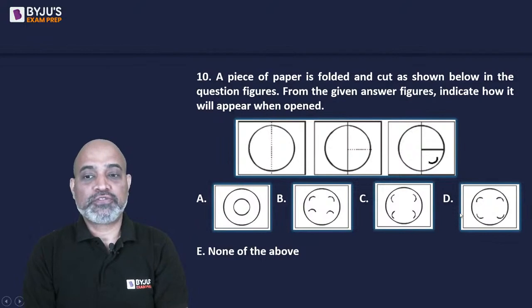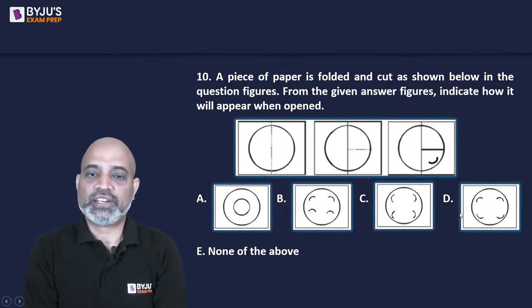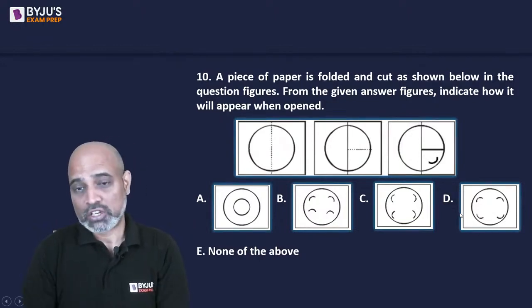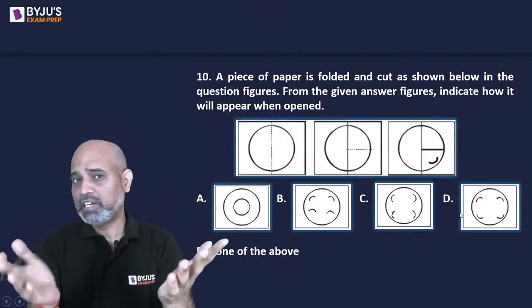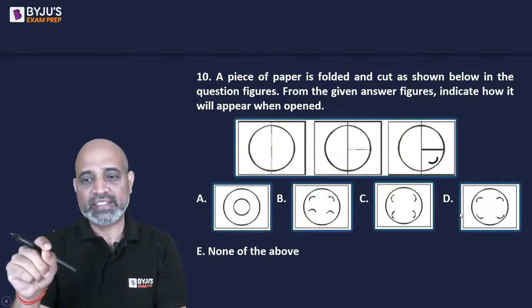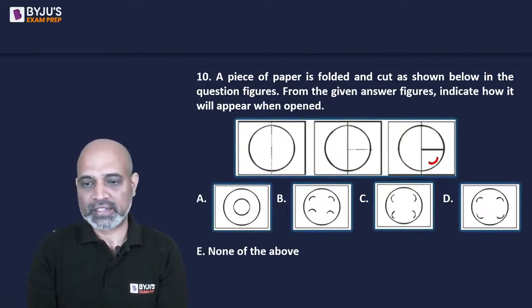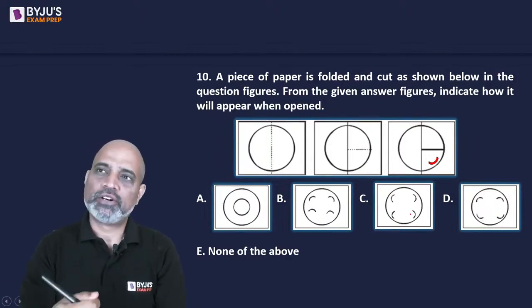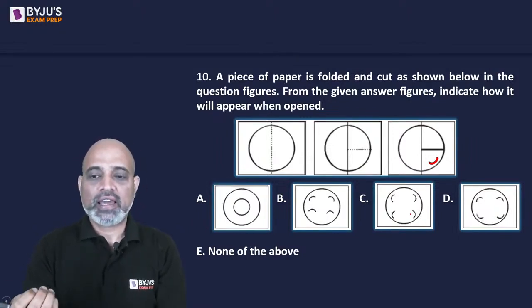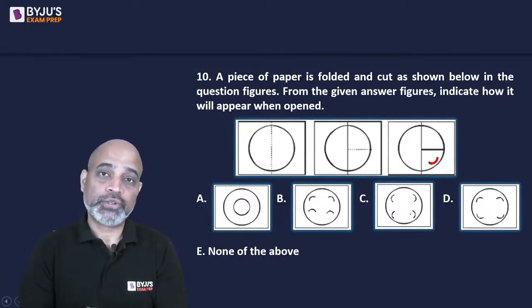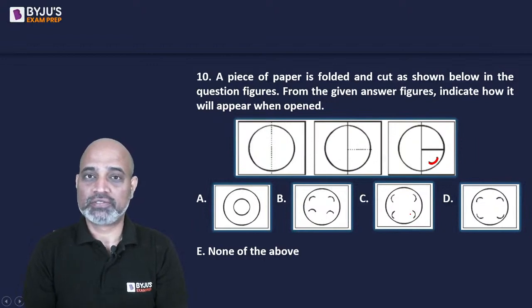A piece of paper is folded and cut as shown below in the question figure. From the given answer figures, indicate how it will appear when opened. So एक square sheet of paper या एक sheet of paper लिया, उसको fold किया along the dotted lines that you see in the question figure, and then this particular cut is being made. Blade, say, paper blade, or maybe pair of scissors, and once then you open it, what kind of figure you are going to expect out of the given answer figures.